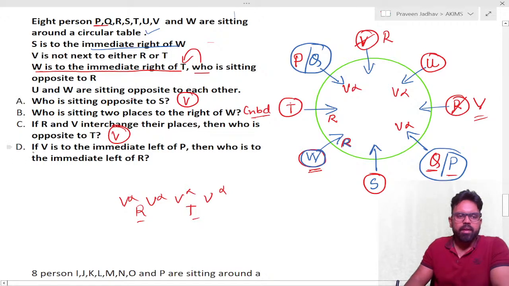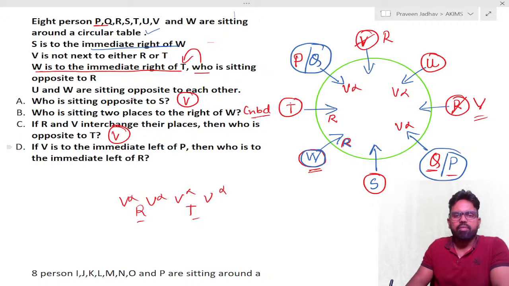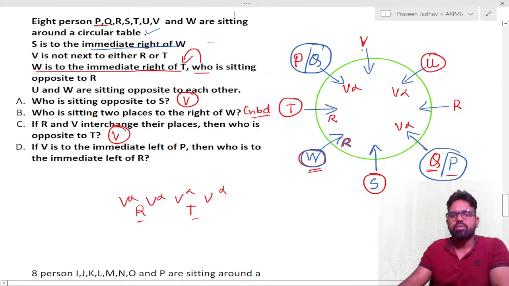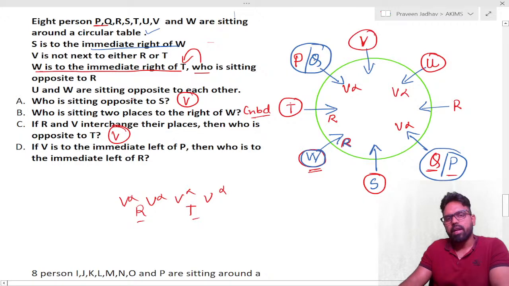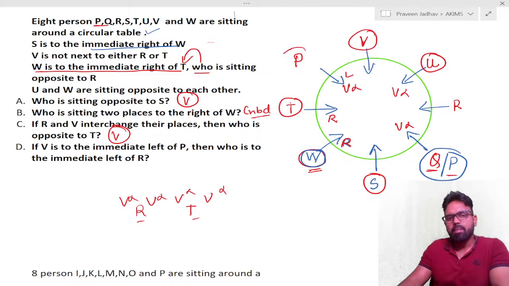If V is to the immediate left of P, look. Now, if P comes here, can V be in the immediate left? No. If V is here, immediate left meaning P must come here. Only if P comes here, only then V will be there. Then if P is coming here, Q will have to come here.